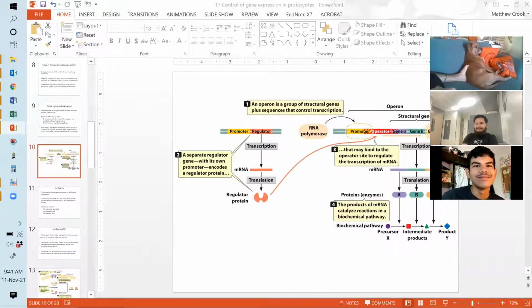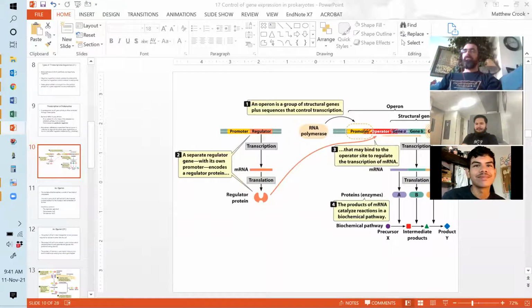So the aporepressor is always there and the co-repressor comes to find it, basically. Yes, that's exactly right. So both the aporepressor in a repressible system and the repressor in an inducible system are always present. It's either the inducer or the co-repressor, which may or may not be present, and that's what determines whether or not they bind to the operator. Good question.